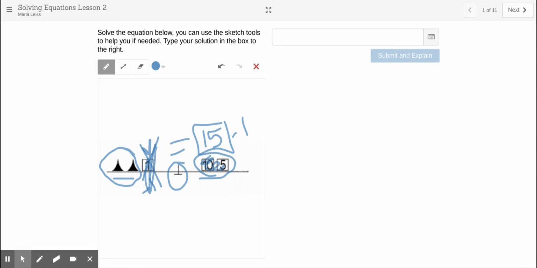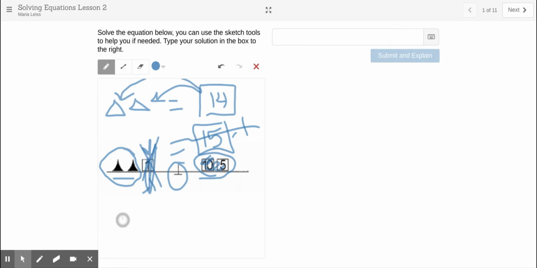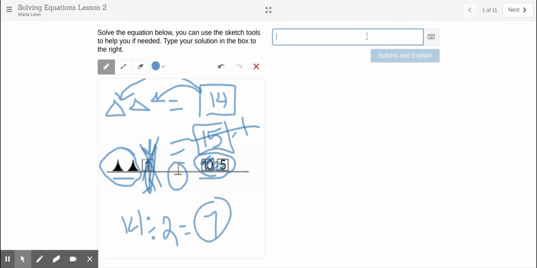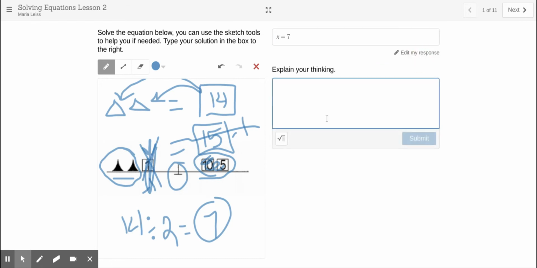I know that if I do 15 minus 1, yes, you know that, it's 14. So now I've got this 14 here, and I've got these two triangles. Last step, as always, take the 14 and split it equally into the two triangles. So 14 divided by 2 is 7. So I'd come over here to my answer. X equals 7.